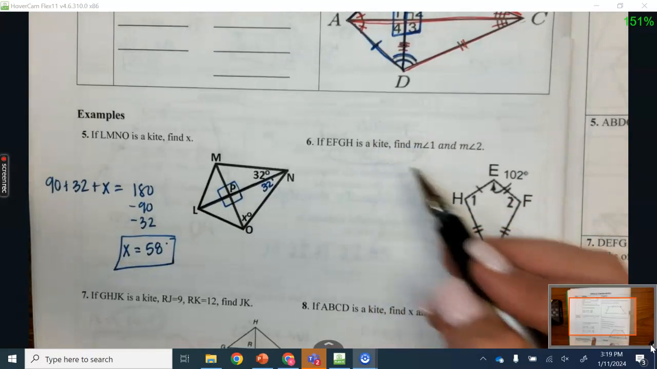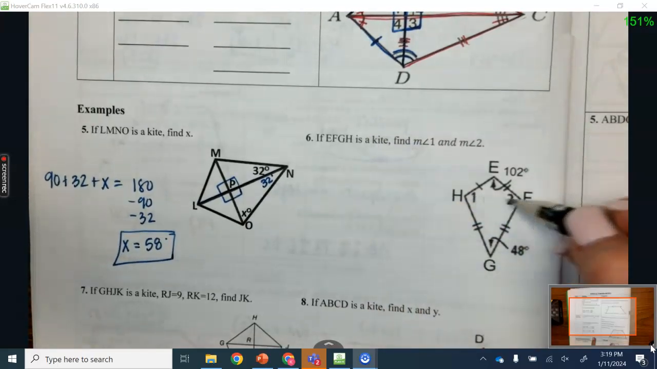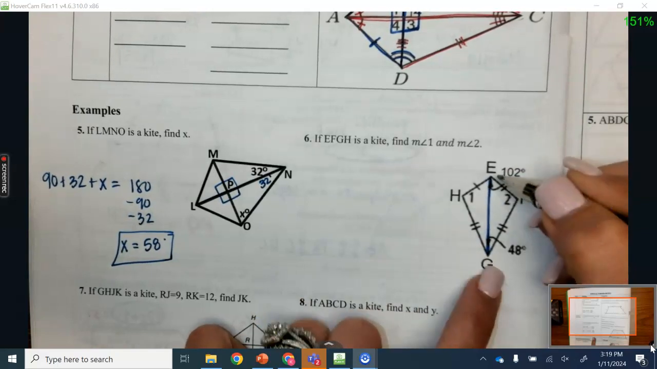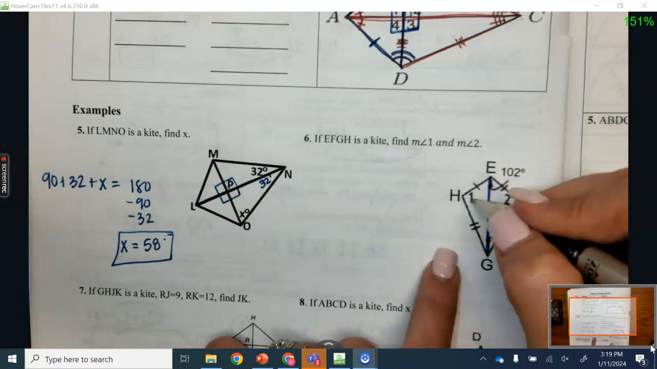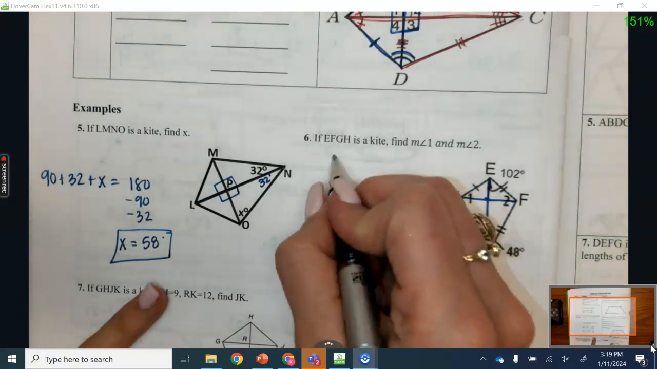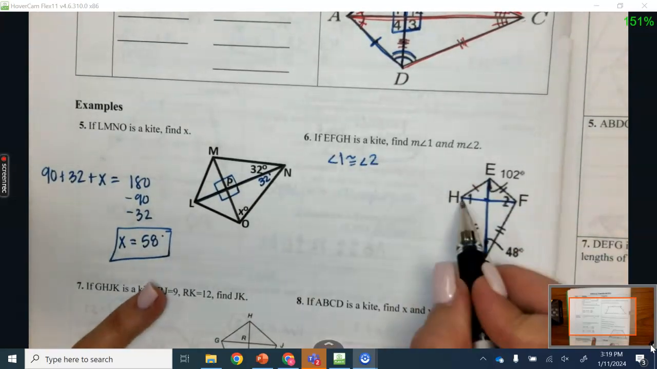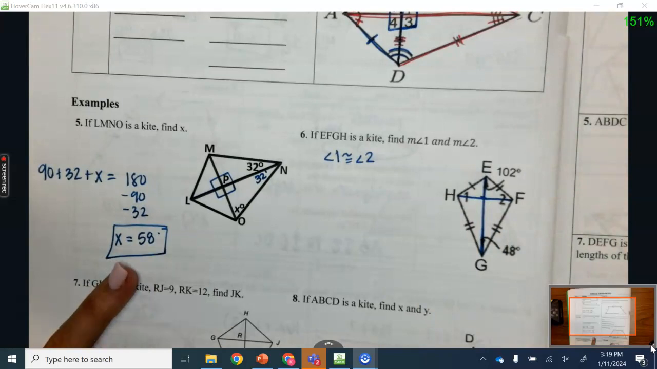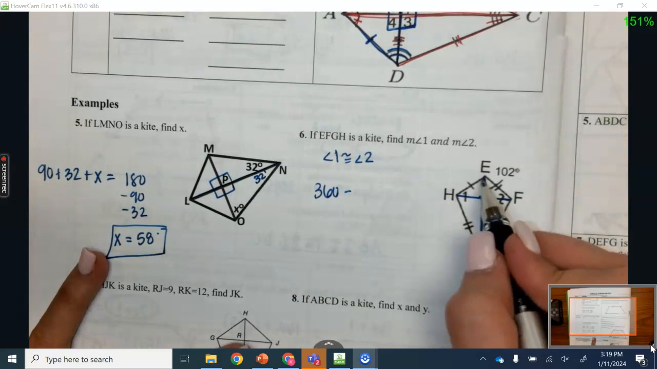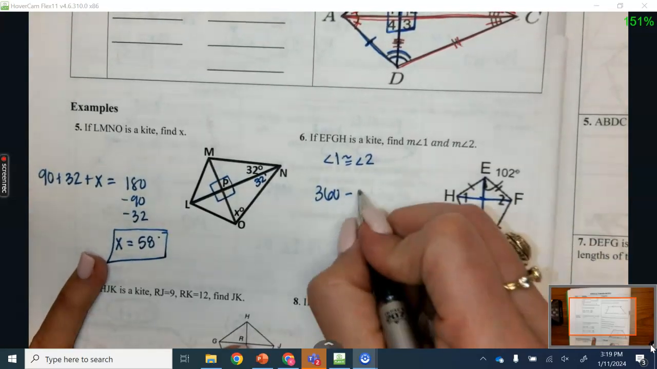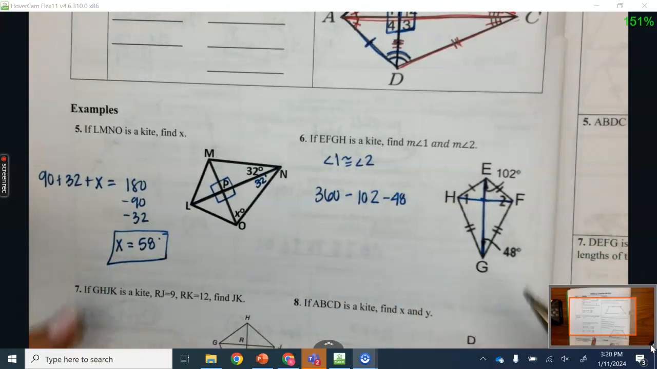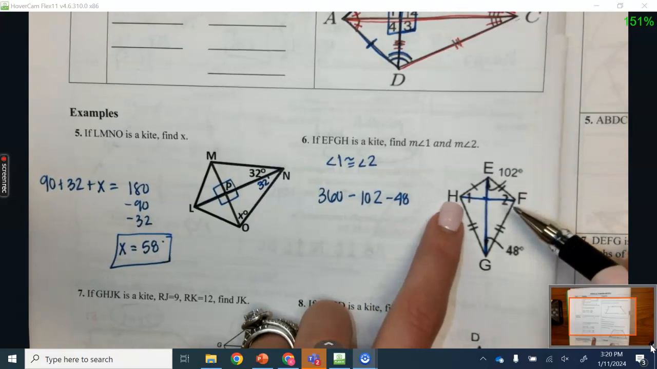If EFGH is a kite, find the measure of angle 1 and angle 2. Okay, if I drew in my diagonals, remember the longer diagonals, these angles are not congruent, but the ones on the shorter diagonal are congruent. So angle H is congruent, or angle 1 is congruent to angle 2. That's the 1 pair of opposite congruent angles. A kite is still a quadrilateral, right? It's still 360 degrees for all four angles. So if I subtract the 102 and the 48, that's going to get me what's remaining, angles 1 and 2.